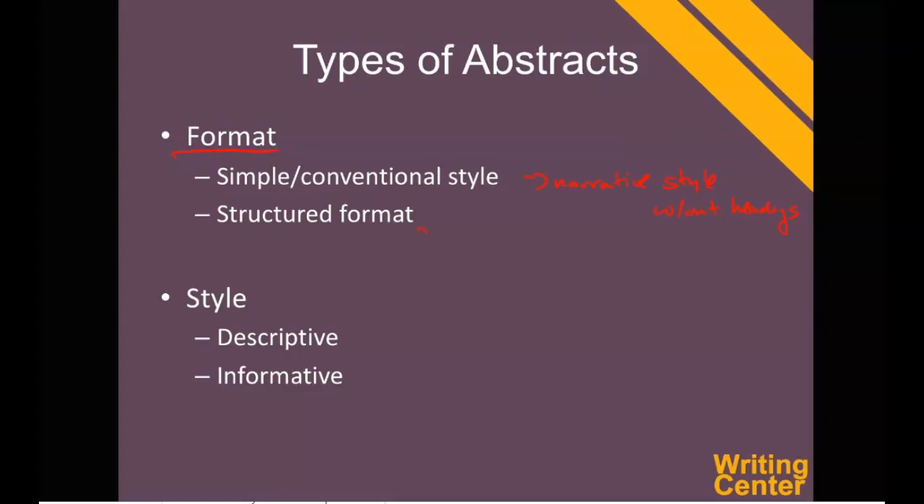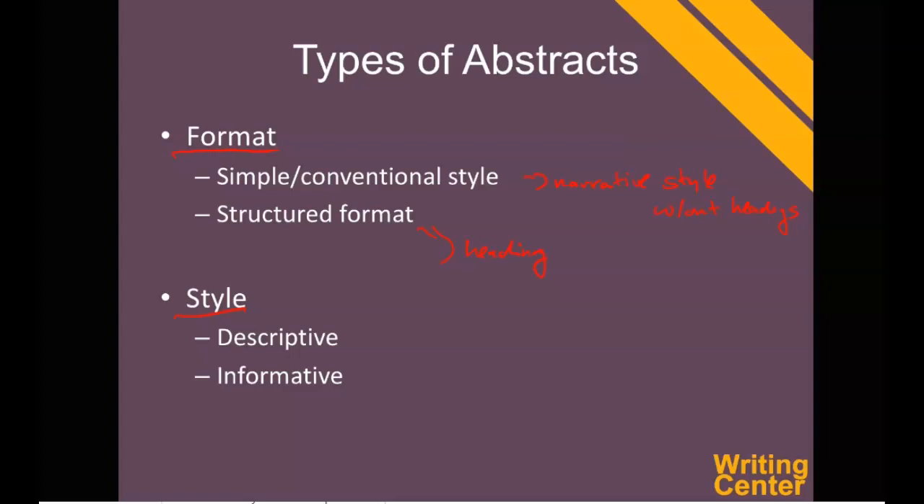The structured format has headings, and the journal guidelines will tell you which headings to use. Sometimes they want goals and objectives. Sometimes they want background and objectives, or aims, different terms for the same thing. Just like with the headings, remember for IMRAD, the introduction can be background and objective or something like that. When it comes to style, there are two different styles, descriptive and informative. We're going to look at some examples in a second, and I'll explain those differences in just a moment.